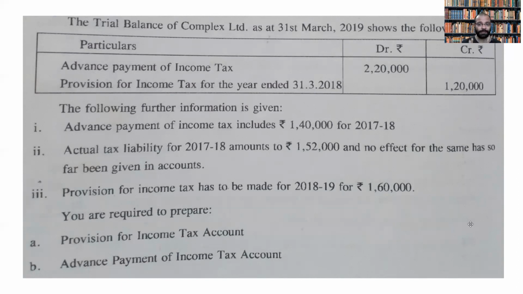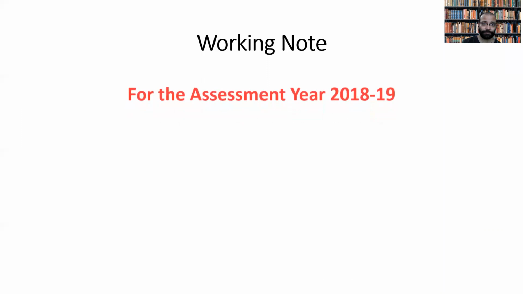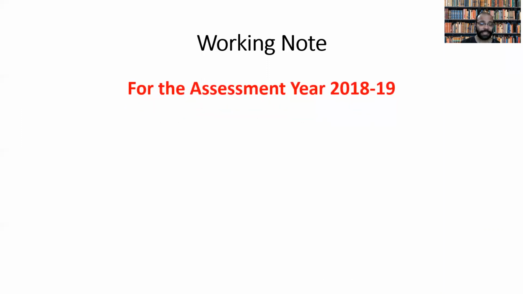With this understanding of the first question, I'm going to enter into the second question. So let us start with the working note. What is the working note stating here? The first thing to be seen here is that for the assessment year 2018 to 19.